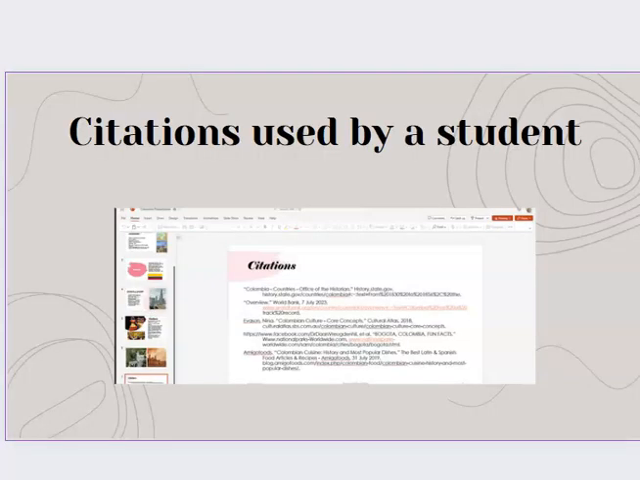This artifact provides evidence of how my learners practice ethical, legal, and safe use of intellectual property. This artifact shows the citation one of my students used at the end of her research project presentation.